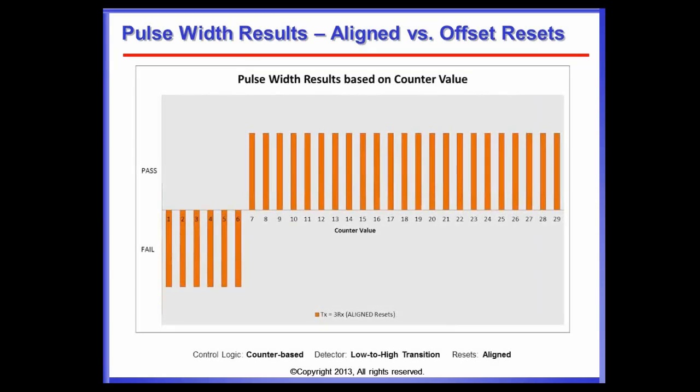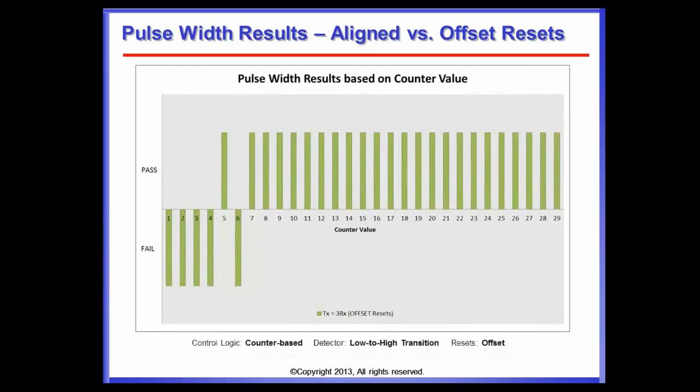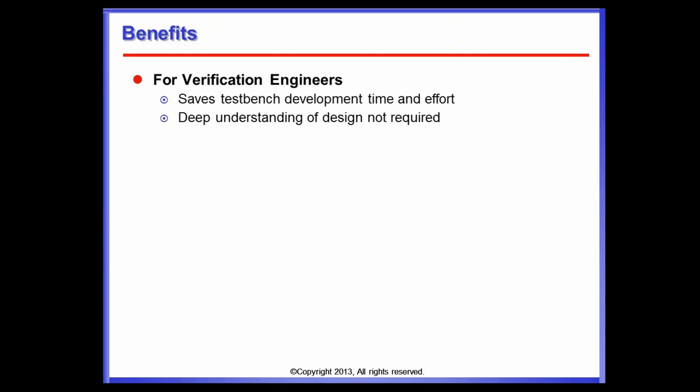Now, if you also start to move the offsets of the resets, you also have an impact on the pulse widths. Remember, with aligned resets, we simply got pulse widths under control by successively increasing the counter values. Here, the pulse width behavior is not linear, so you can't just increase the counter value and expect a good case, as you see here.